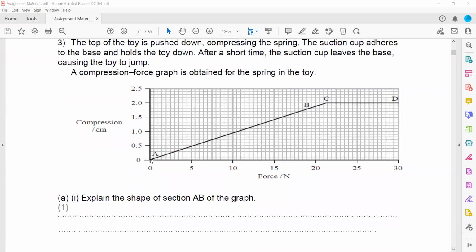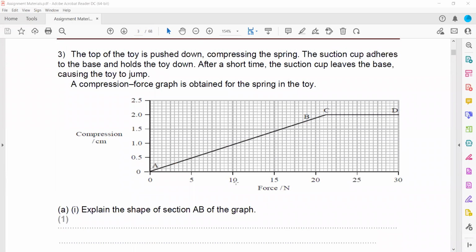Explain the shape of section AB. So what is section AB? Section AB shows that when we are increasing our force, compression is also increasing. It means in this region it is a straight line passing through the origin. So we can mention that force is proportional to compression, or the object is obeying Hooke's law. So in this region, as it is a straight line passing through the origin, force and compression are directly proportional.